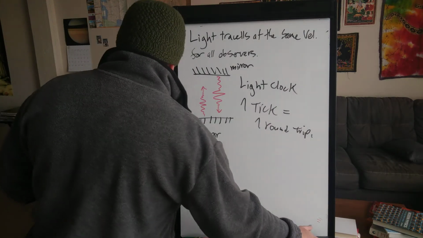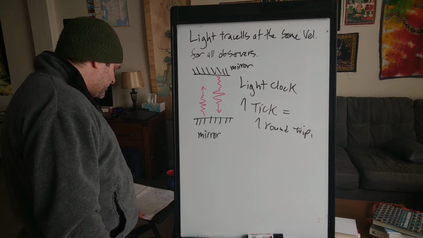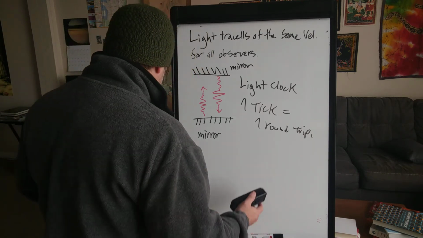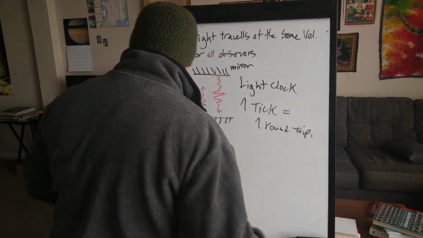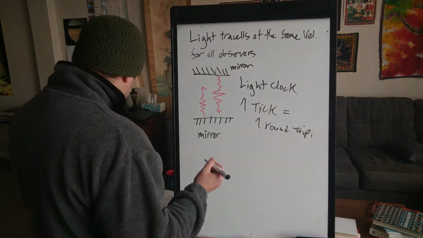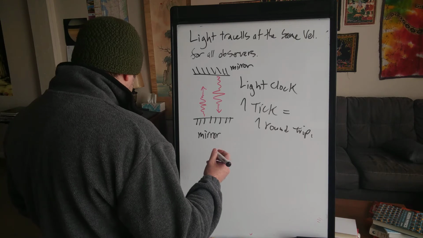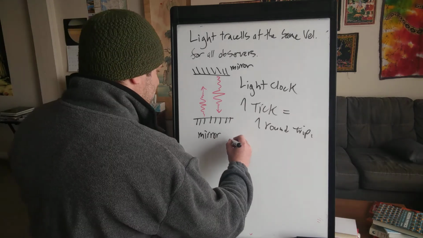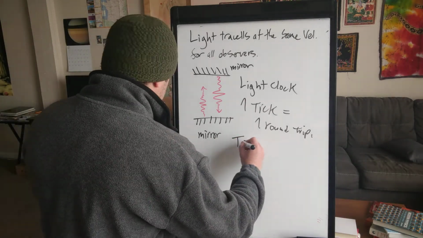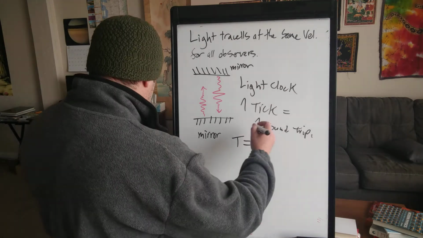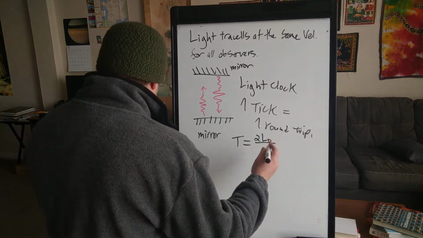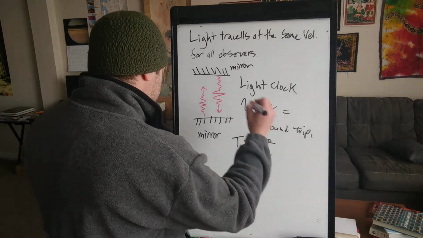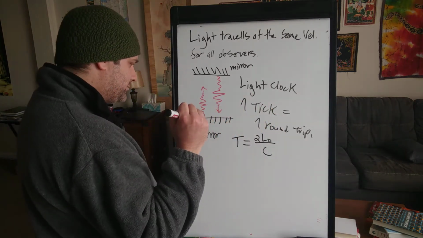But now, one more equation. I'll write it now, and then I'll write it again later. So one tick of our light clock, T naught, or rather we'll just say T for now, is going to be 2 L naught divided by C.